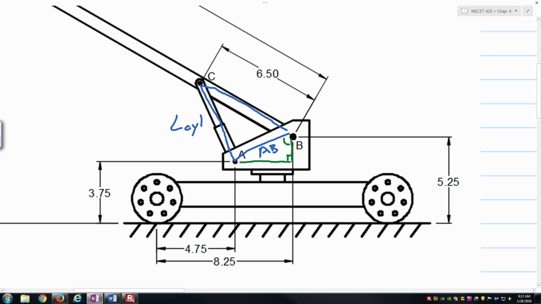If I knew that angle, and if I also draw a horizontal line right here, I could also determine this angle, because the sum of these two angles would have to be 90 degrees. And so I should be able to get this angle. That would just leave this angle right here as the only angle left before I could use the law of cosines in order to figure out the length of the cylinder.